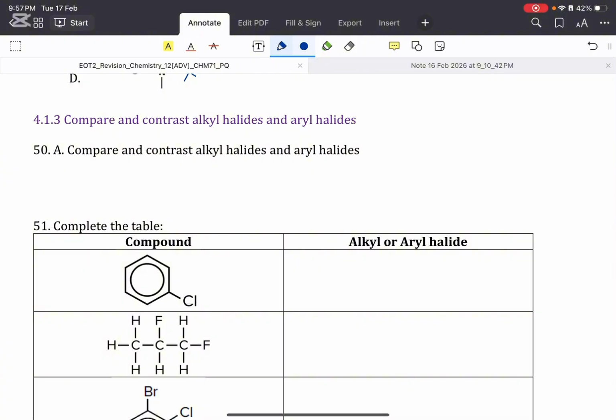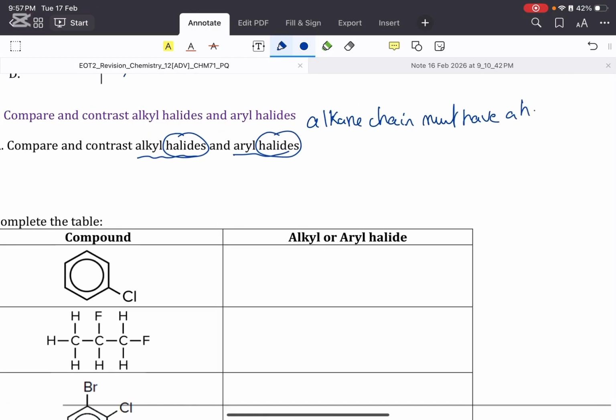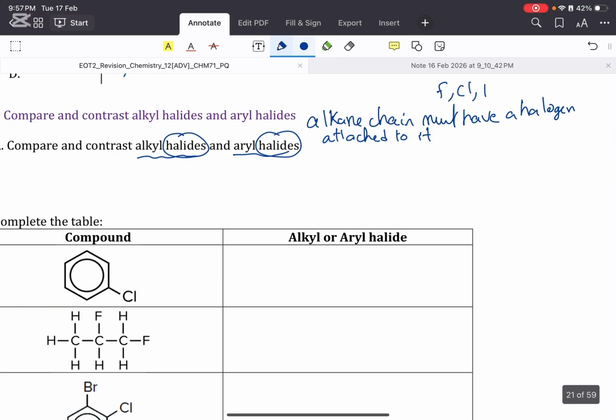Compare and contrast the alkyl halides and aryl halides. First of all, to be a halide, the alkane chain must have one or more halogen atoms bonded to it. What are halogens? A halogen is F, fluorine, chlorine, bromine, and iodine. These are elements of group 17 of the periodic table.